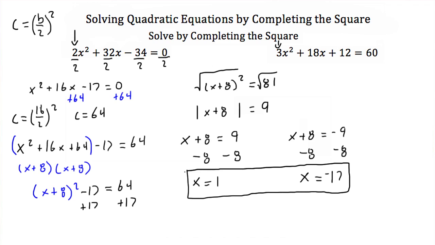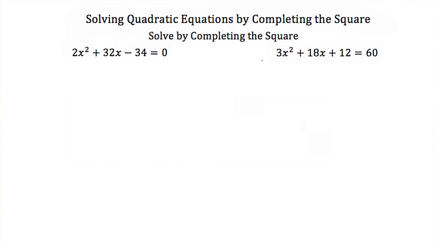Let's try our next example. Our next example is 3x squared plus 18x plus 12 is equal to 60. Now again, I have a leading coefficient here other than 1, so I need to divide everything by my leading coefficient. So I'm dividing every term by 3. If I do that, I'll end up with x squared plus 6x plus 4 is equal to 20.